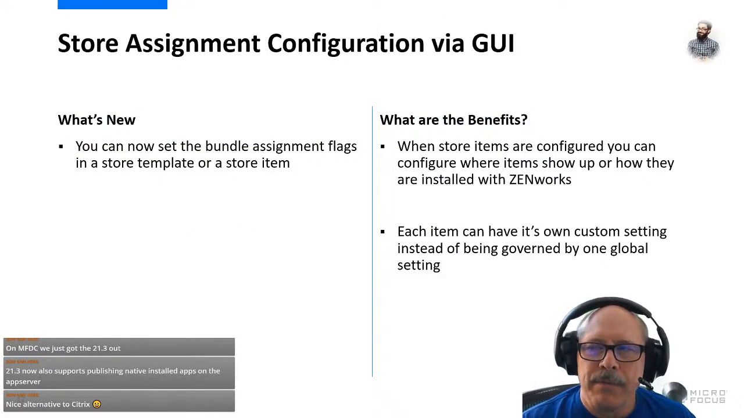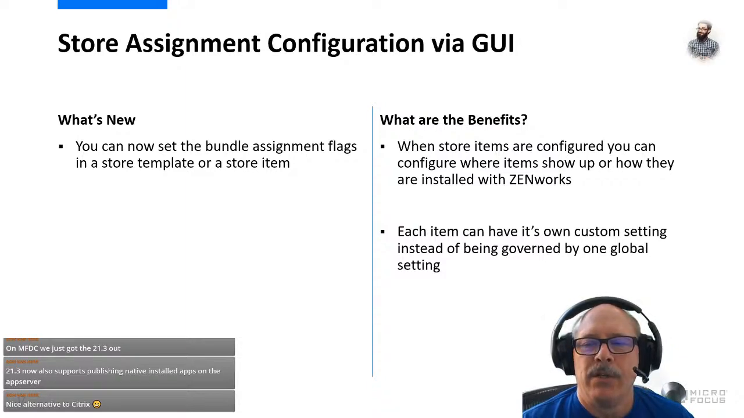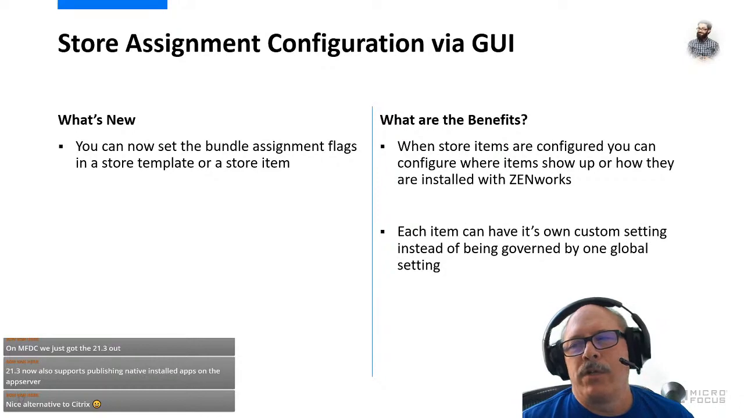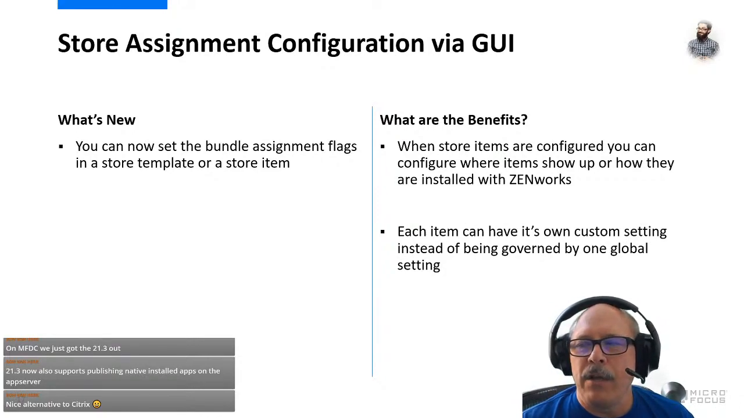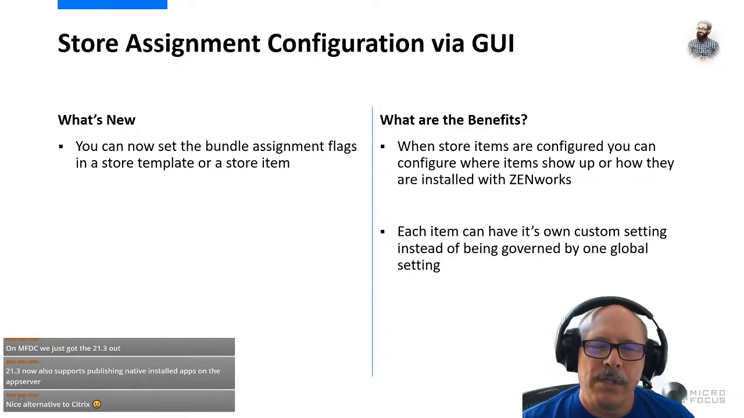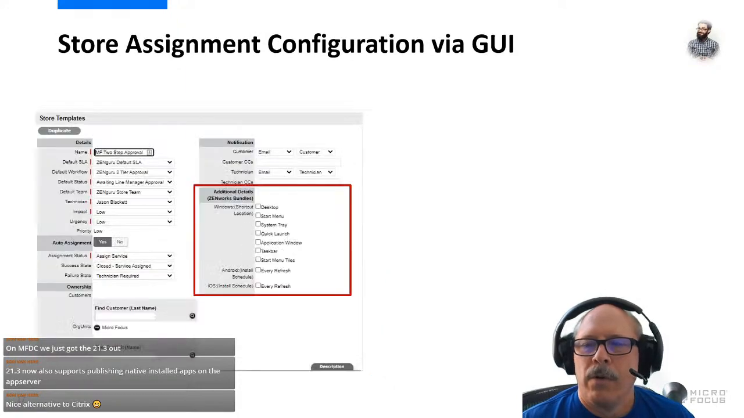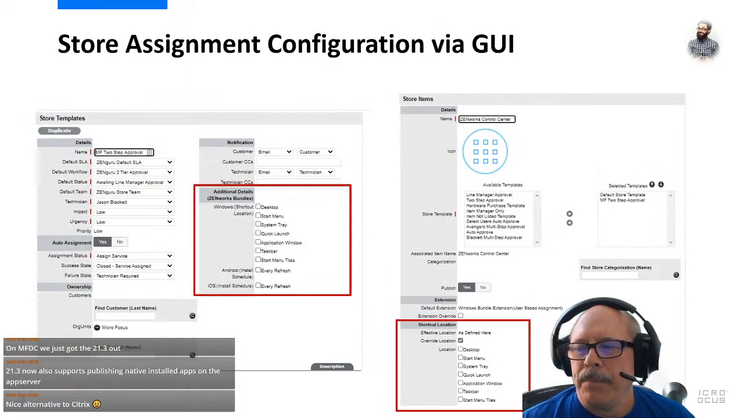Store assignment configuration via GUI. Now you can set bundle assignment flags in store template or store item. So what happens when a store item is configured, you can configure it to show up how they are installed by ZENworks. Each item can have its own custom settings. And what do I mean by that? Well, you know, in ZCM, we can assign it to desktop, quick taskbar, application launcher, and so forth. Well, now in store, you can also do the same thing.